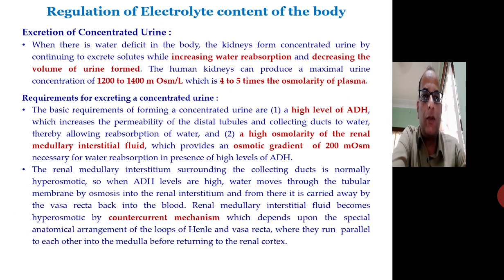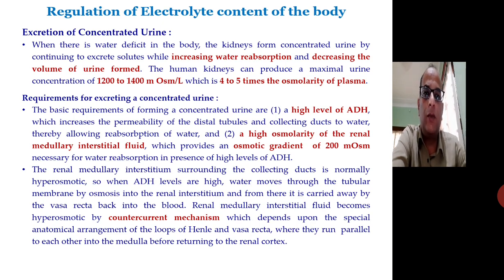Excretion of concentrated urine. When there is water deficit in the body, the kidneys form concentrated urine by continuing to excrete solutes while increasing water reabsorption and decreasing the volume of urine formed. The human kidneys can produce a maximum urine concentration of 1200 to 1400 milliosmolar per liter, which is about 4 to 5 times the osmolarity of plasma.